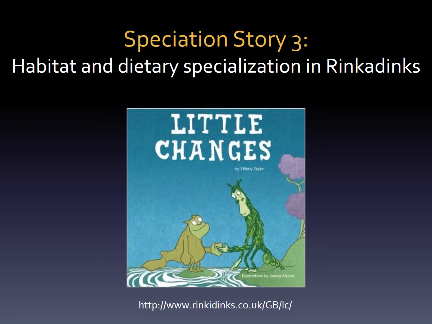I include this because it has been a crowd pleaser in my former classes. This is a children's book called Little Changes by Tiffany Taylor, and it describes in a really cute fictional example allopatric speciation in a species of rinckadinks. So there's habitat and dietary specialization in these rinckadink creatures.